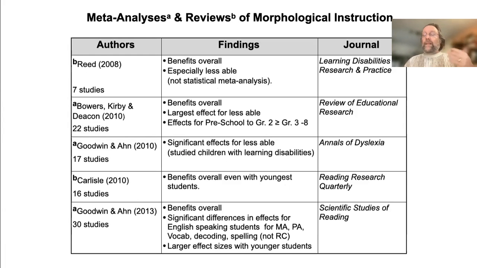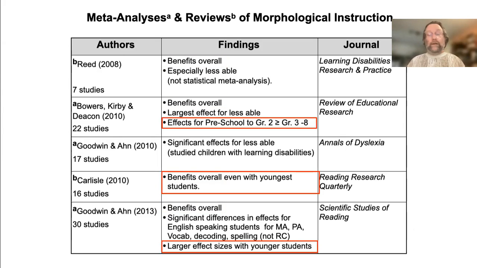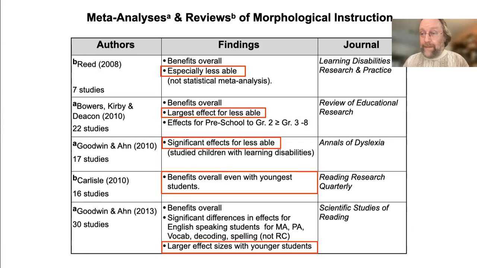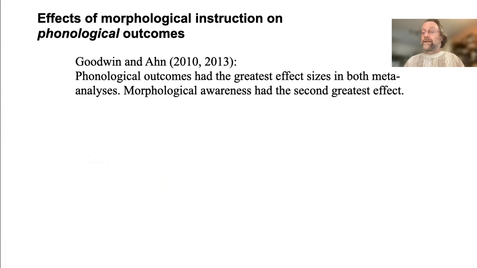So here we have meta-analyses, all of which were out before the previous statements that you just saw. These are reviews and meta-analyses of the effect of morphological instruction. What we see is that it benefits everybody, but counter to what people have been assuming for a long time, the effects were better for the younger than the older, and better for the less able. So this is the opposite of what was being predicted.